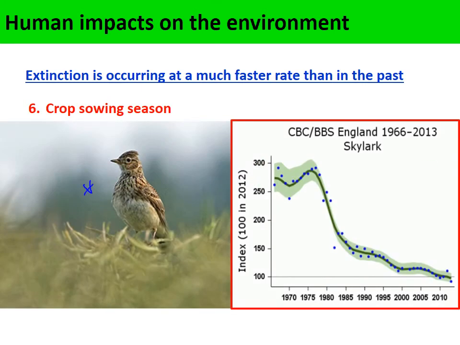This is the skylark on the left hand side, and you can see on the right hand side its numbers dramatically decreased between 1975 and 1990, and then there was a slower decrease all the way up to kind of 2010 onwards. So it's now been classified as being extinct because its numbers were so low it couldn't reproduce, and every last remaining individual has now disappeared.